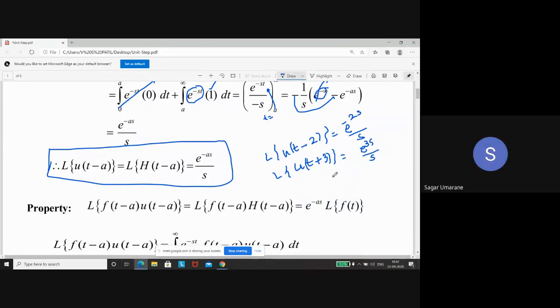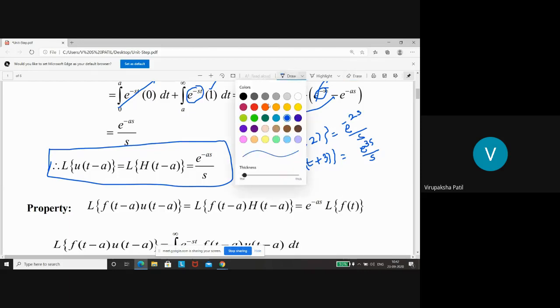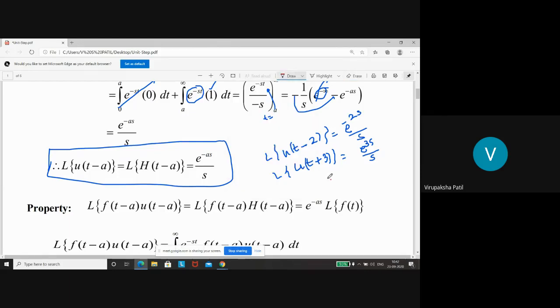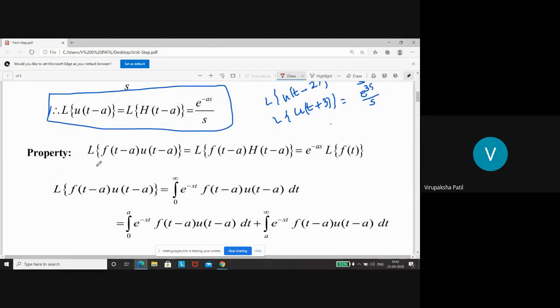Now you should remember at least this result. These are for understanding purposes. Directly, if it is given u of t minus 2, or sometimes instead of u they will write h of t minus 2, the result will be the same. H and u are one and the same here. H means Heaviside and u means unit; both represent the same meaning. Is that clear?